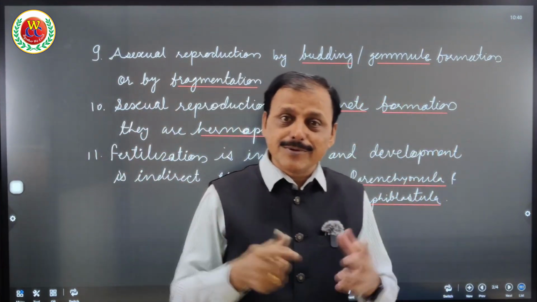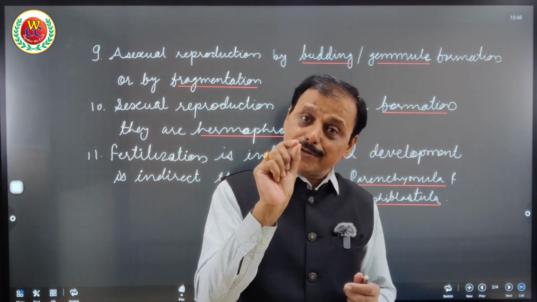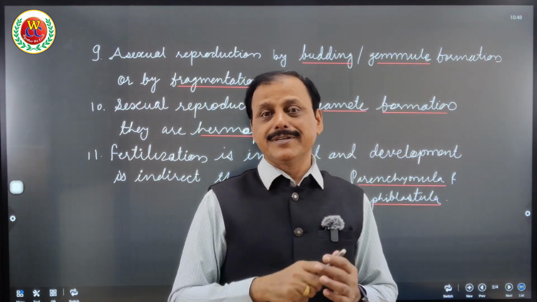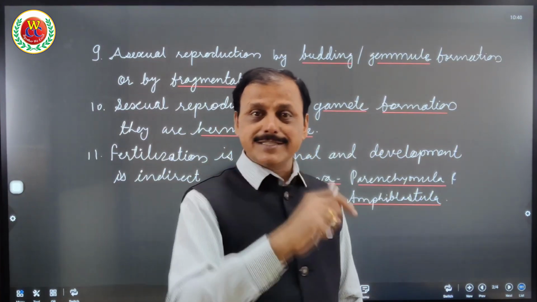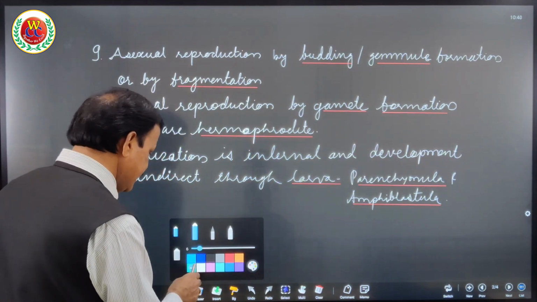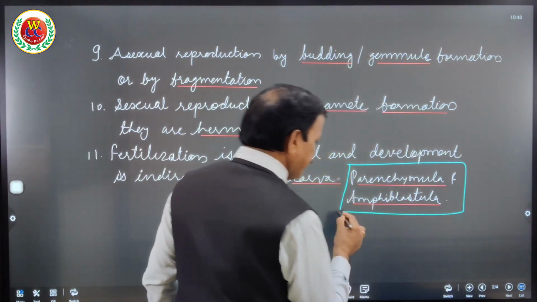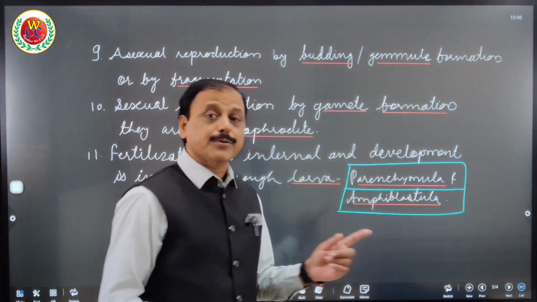Tubular structure, multicellular structure, fertilization is within, zygote develops within, but development is indirect, that is through larvae. And there are 2 special larvae. It can be asked in NEET. Please remember, once again I highlight with the same color these 2 larvae, parenchymula and amphiblastula. Please remember, a question can be asked.